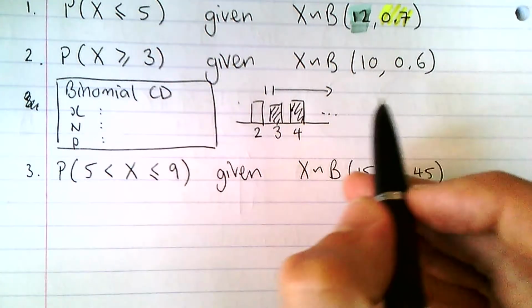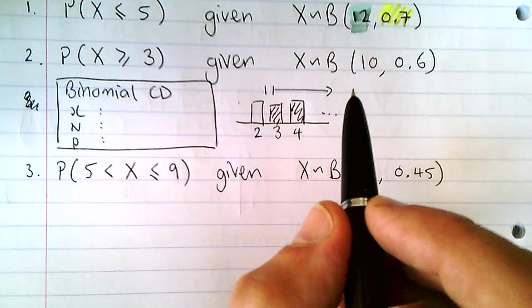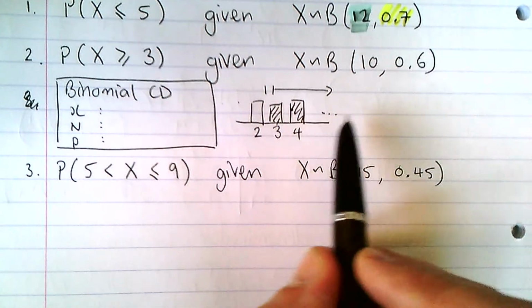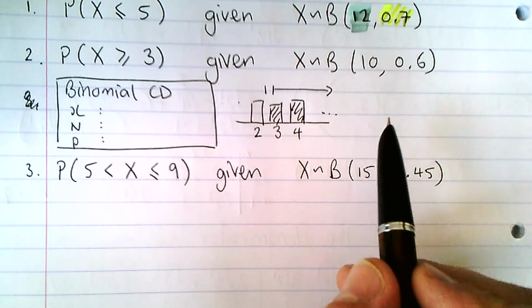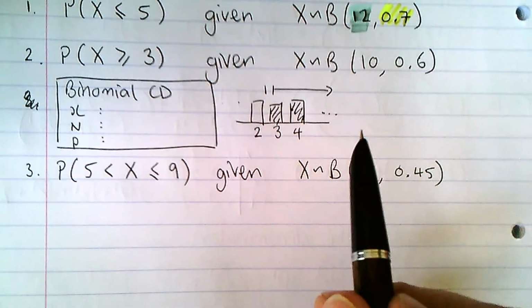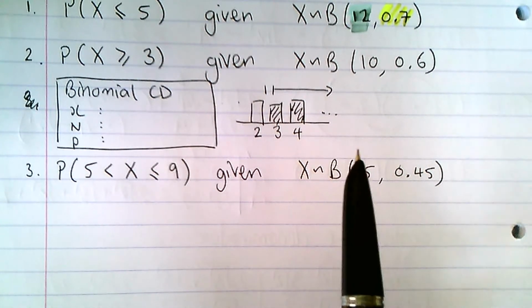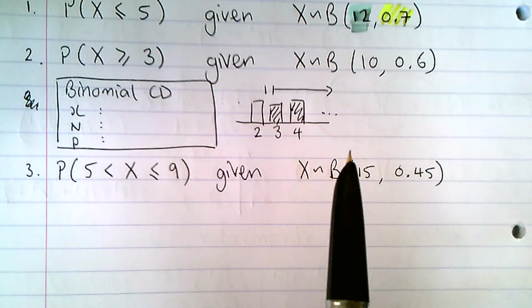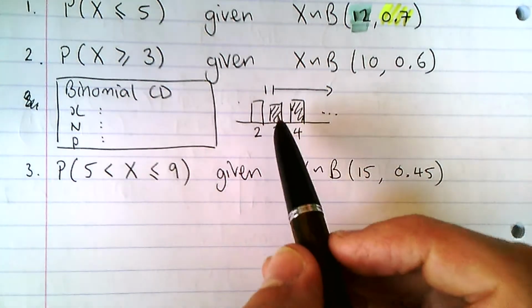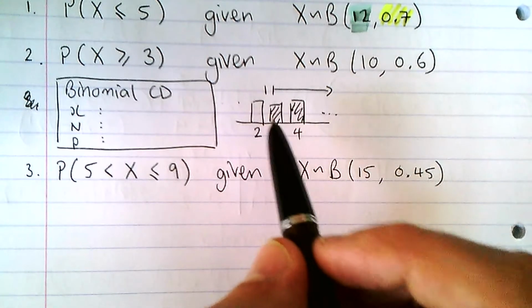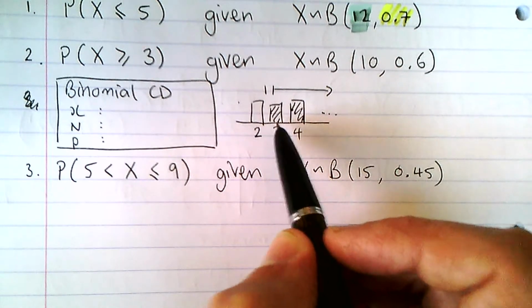So thinking of things that we know about probability distribution functions, all of these bars, all of those individual probabilities must add up to 1. And we used that fact when we were looking at other discrete probability distribution functions in previous weeks. Here, we're going to use that fact in order to be able to work out the probability x is greater than or equal to 3.